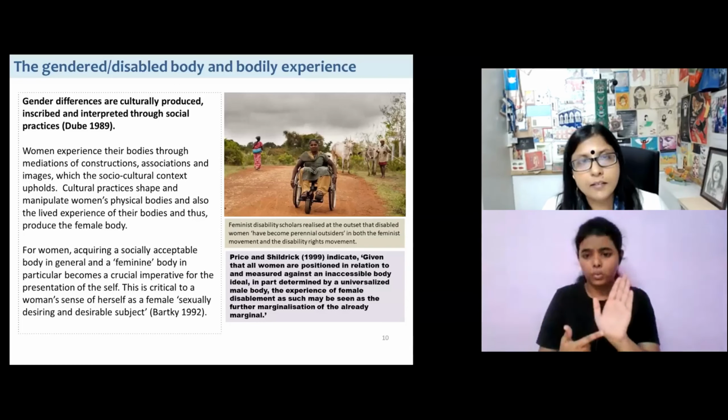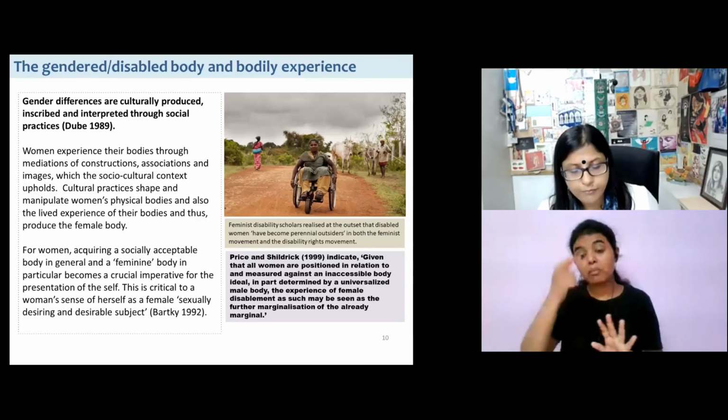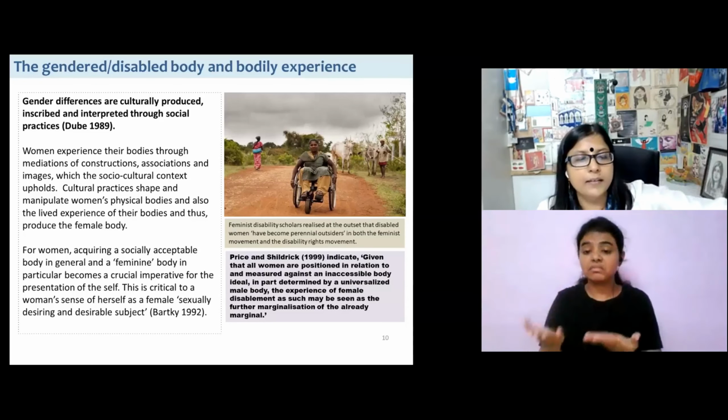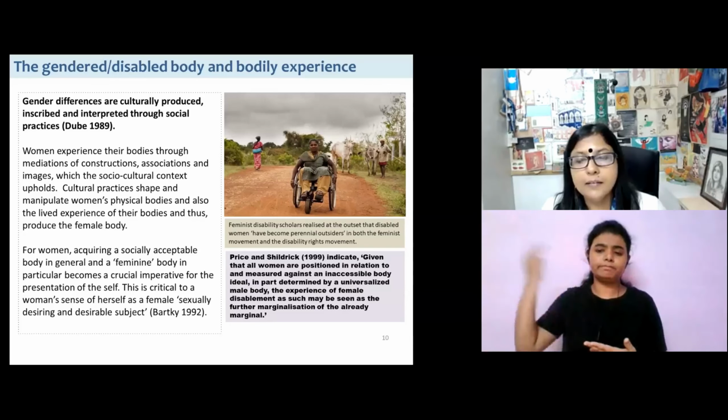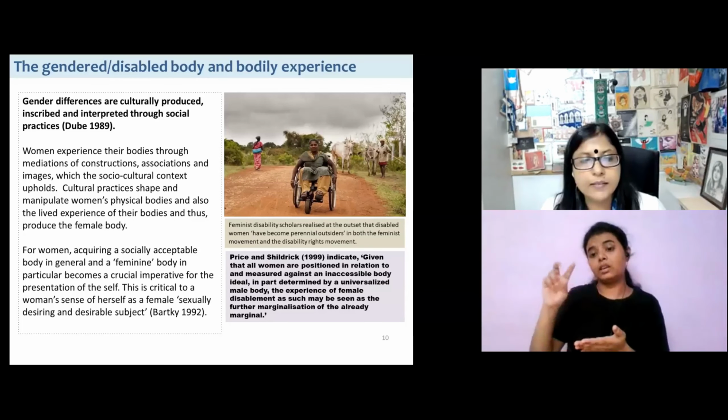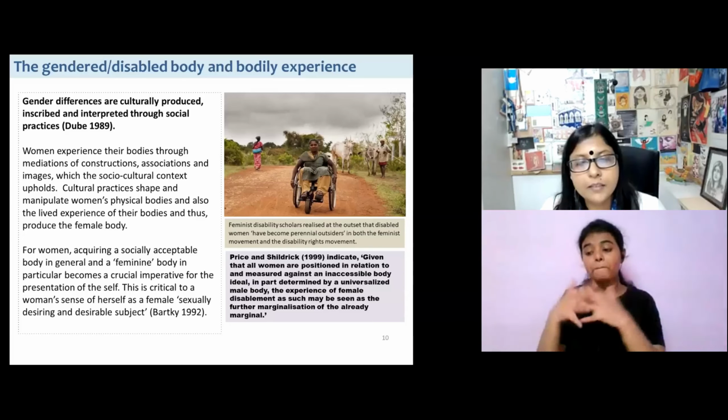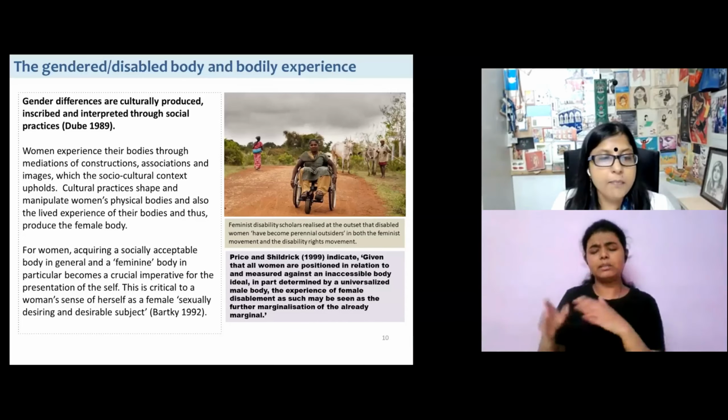And typically, this is critical to a woman's sense of herself as a female, sexually desiring and desirable subject, as Bartke puts it in 1992. So, the female disablement experience has to be seen as the further marginalization of the already marginal.